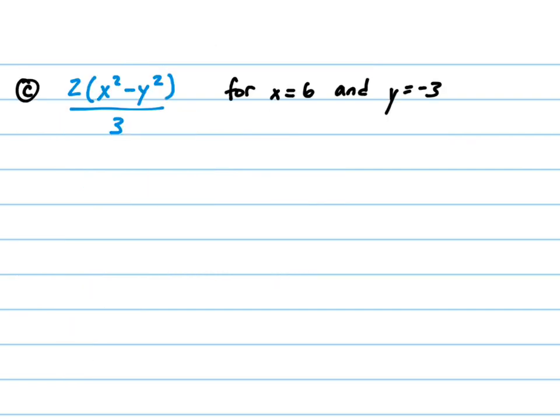We'll go ahead and set up C together, and then I'll let you solve it on your own. So plugging in the values, we've got 2 times 6 squared minus, in this case, I'm going to put this in parentheses just for safekeeping, -3 squared all over 3.